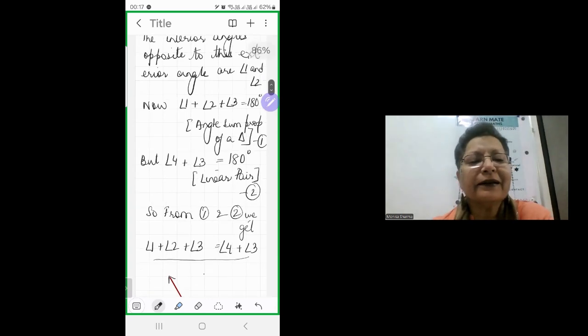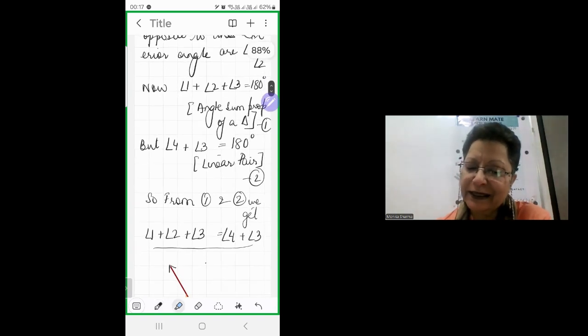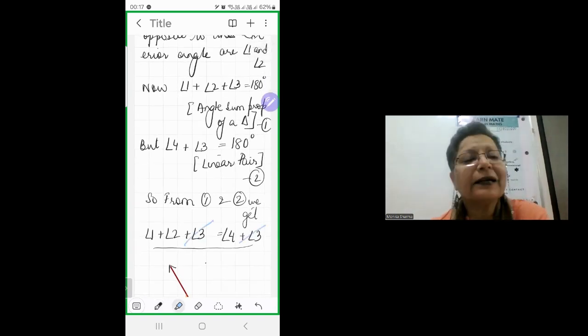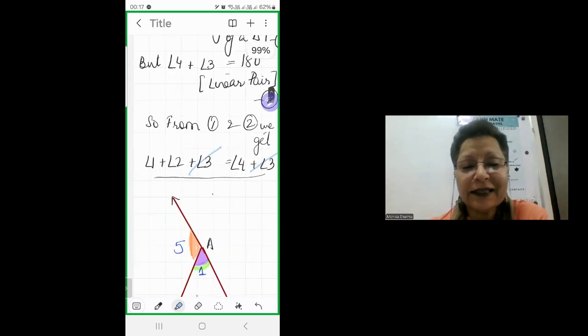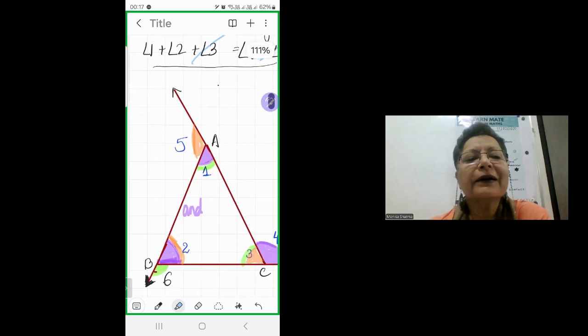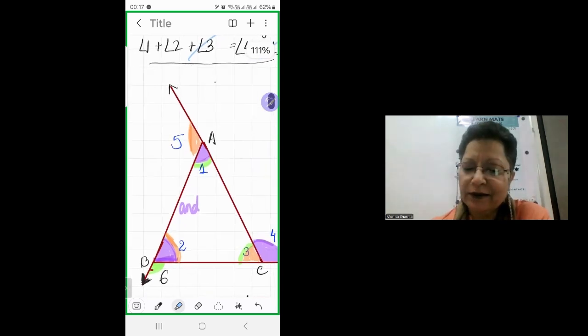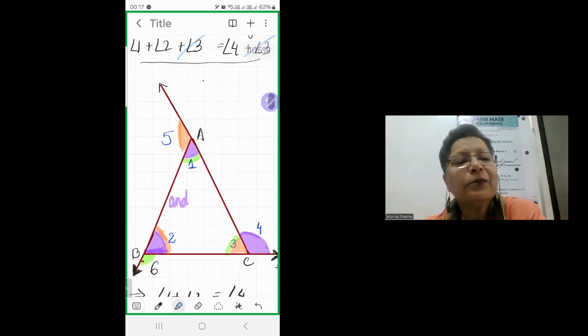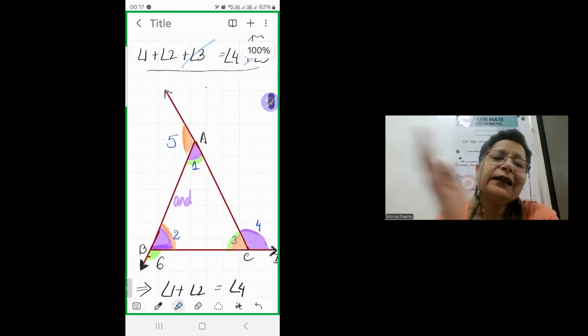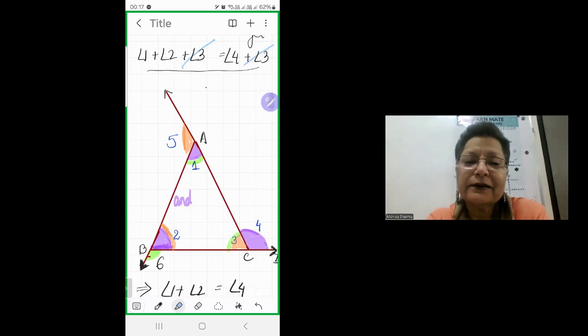And what do I get? The 3 and 3 cancel from each side. And what do I get? I get angle 1 plus angle 2 is equal to angle 4. Let's just go back to the figure and see what was angle 1, what was angle 2, and what was angle 4. Angle 4 is the exterior angle at point C, and 1 and 2 are the opposite interior angles.